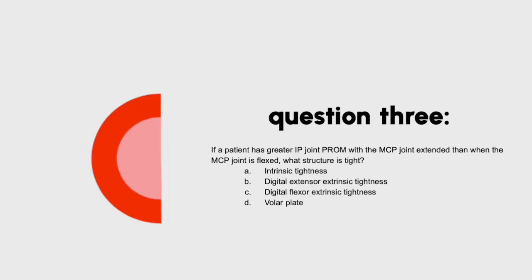Question 3, the correct answer here is B, digital extensor extrinsic tightness. Intrinsic tightness would be when the PIP flexes more with the MCP flexed than with the MCP extended. Digital flexor extrinsic tightness would be tested with the fingers in full extension and wrist in extension. And volar plate tightness would have limited PIP extension.